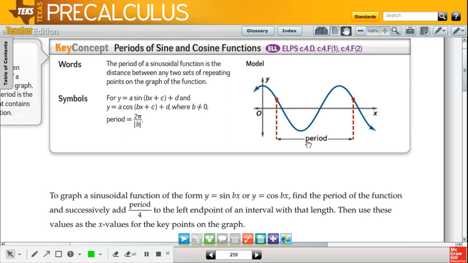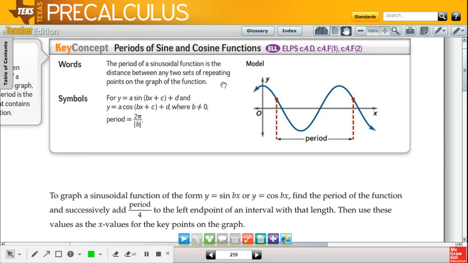All right, we're going to go over periods of sine and cosine functions. So that's going to be enough information about transformation, but more just the information about the sine and cosine graph. Now, the definition or the concept for period is: the period of a sinusoidal function is the distance between any two sets of repeating points on the graph of the function.